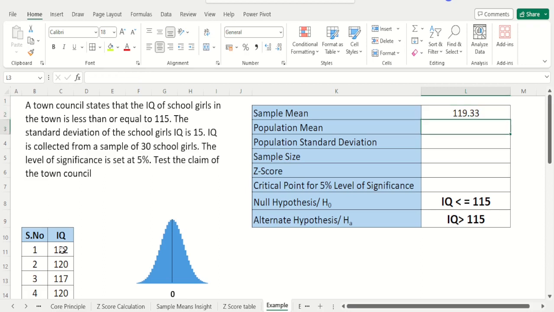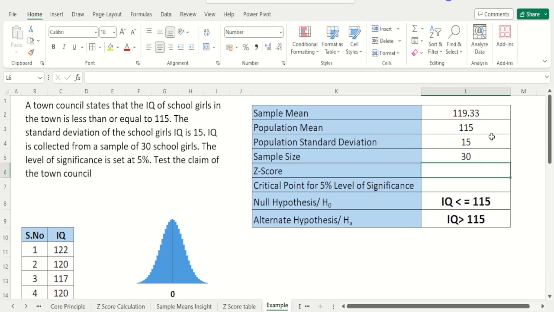In this case, the assertion of the town council, as you can see, is that it is less than or equal to 115. So the population mean is going to be 115. Now, what is the population standard deviation? The population standard deviation is given in the problem statement. It says the standard deviation of the schoolgirl's IQ is 15, so it's taken as 15. What's the sample size? We know that the sample we took is 30, so that's our sample size.